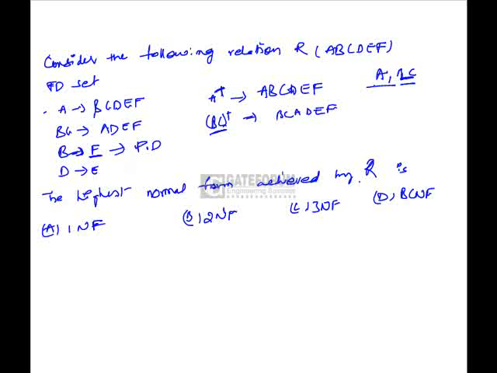So here this functional dependency violates 2NF condition. In 2NF there shouldn't be any partial dependencies. So as there is a partial dependency, it is not in 2NF. So here the highest normal form achieved is 1NF. So here correct option is option A.